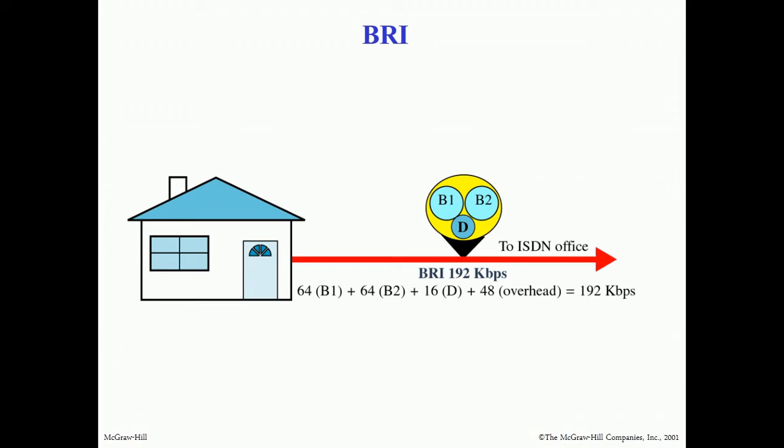So using this basic rate interface, there are 2 B channels and 1 D channel used as a digital pipe, and this is connected to the ISDN office. Here it is calculated that 1 B channel has a capacity of 64 kbps, and 1 D channel has a data rate of 16 kbps, and 48 kbps is used as an overhead. So a total of 192 kilobits per second can be used in the basic rate interface.